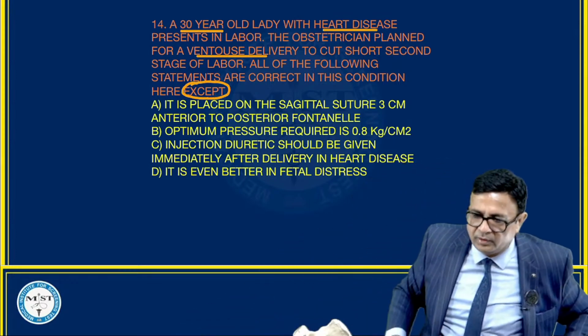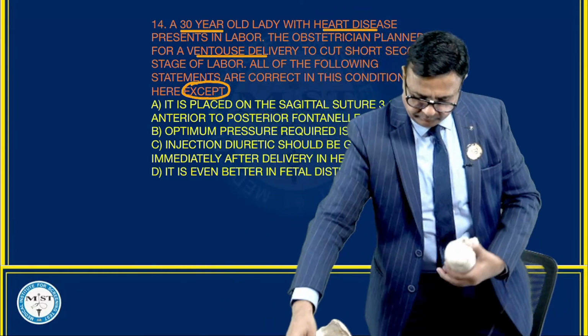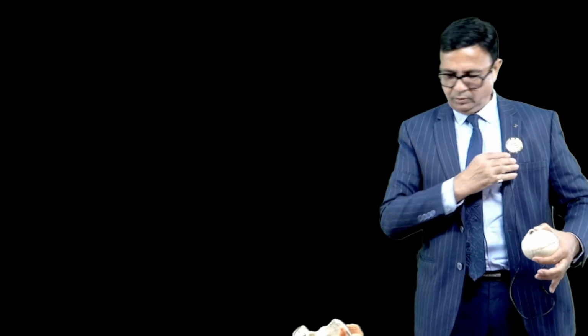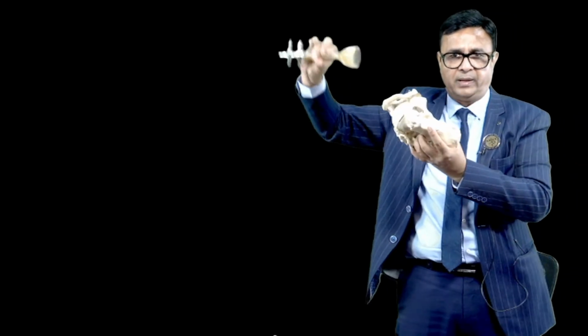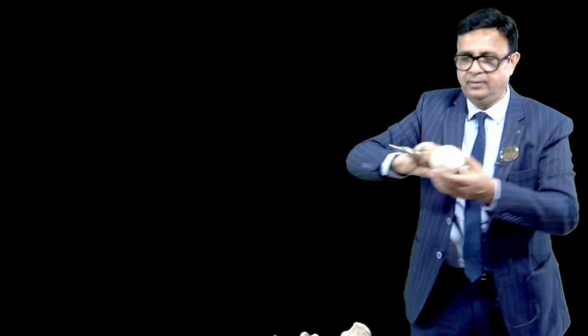Let me show you something about ventouse. Now, this is the sagittal suture. And this is how this ventouse is placed, on the sagittal suture. Ventouse is placed on sagittal suture 3 cm anterior to posterior fontanelle.